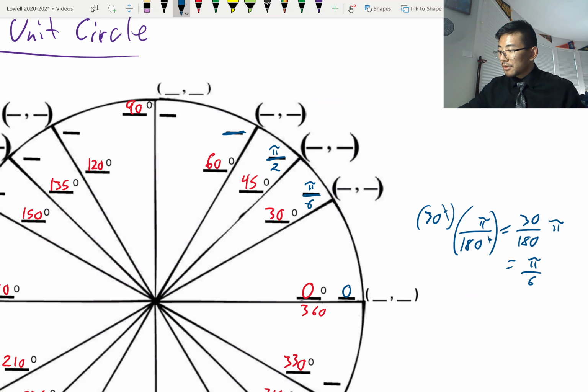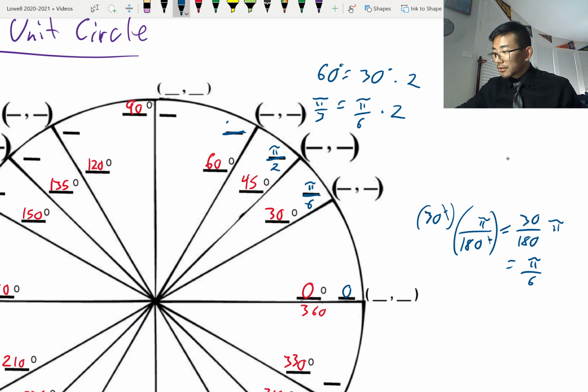Now, 60 degrees would be, well, it's two 30-degree angles. So 60 degrees is equal to 30 degrees times 2. So in radians, that'd be pi over 6 times 2, which is pi over 3. So pi over 3 here. And lastly, 180 degrees is 1 pi. So divide that left and right side by 2, and you'll get 90 degrees is pi over 2.